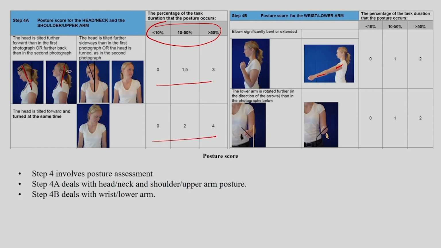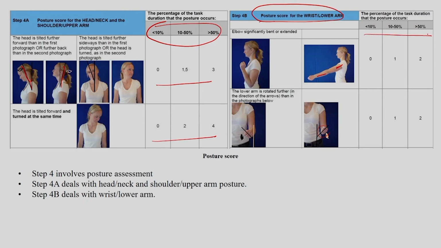Now this is step 4A, that is the neck and head, and this is the posture score for wrist and lower arm. What it is: the lower arm is rotated further than in the photograph below. If it is not, then you have to give the score. So you have to see the kind of percentage.